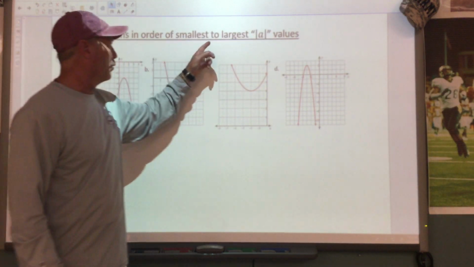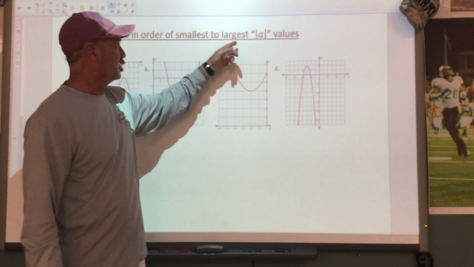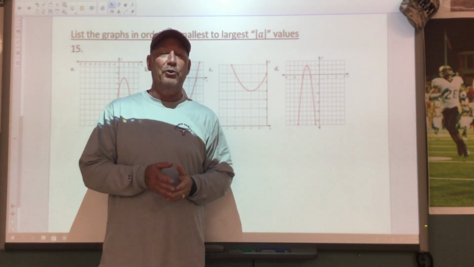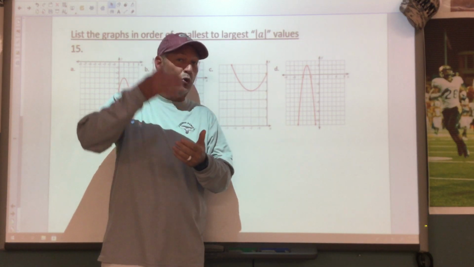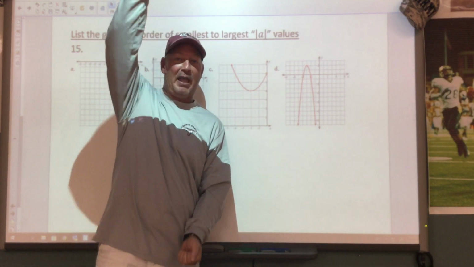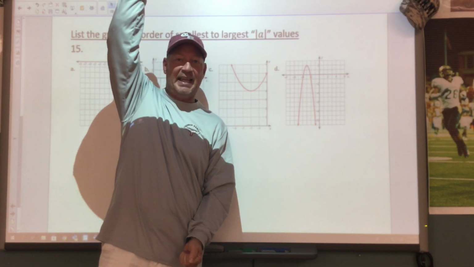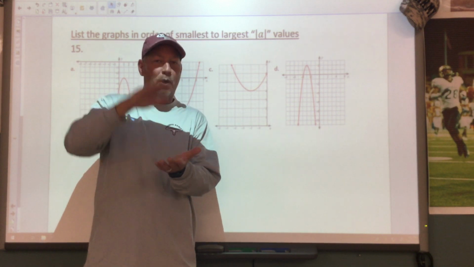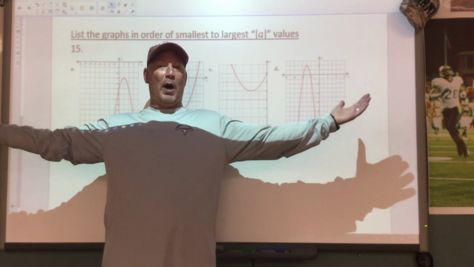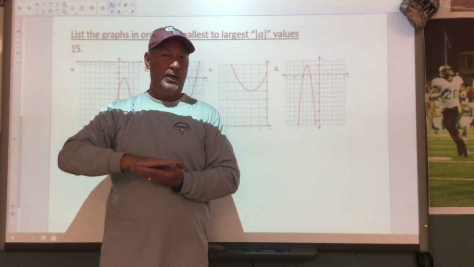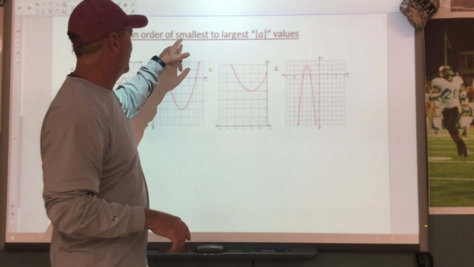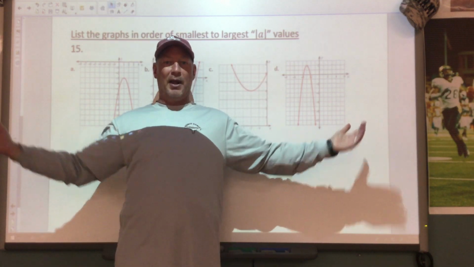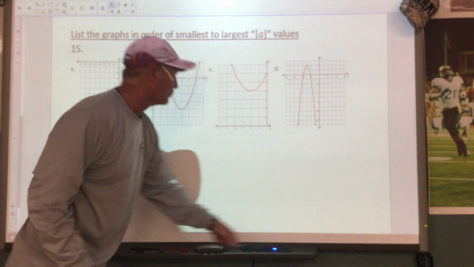List the graphs in order of smallest to largest A values. Now you got to think, the bigger the A value is, like if your height is like 2, 3, 4, 5, that means you're going to have a vertical stretch and you're going to be skinny. The smaller your A value, like 1/2, 1/4, 1/8, the flatter and wider you're going to get because it's a vertical compression. So they're asking you to find the smallest A value. The smallest A value will be the widest or flattest graph. Think about what you have here.